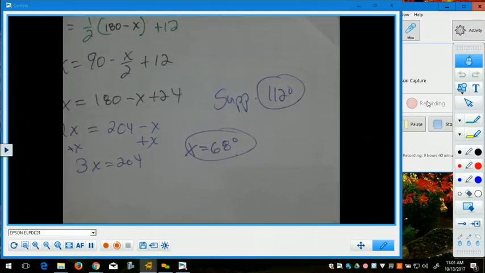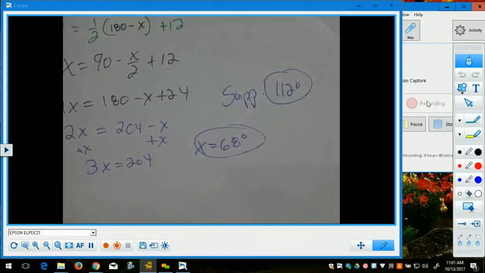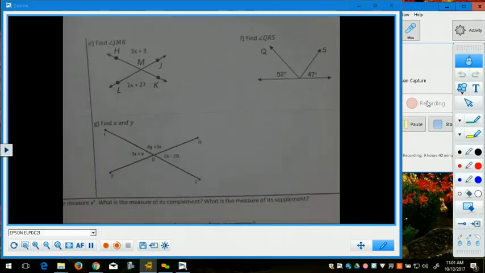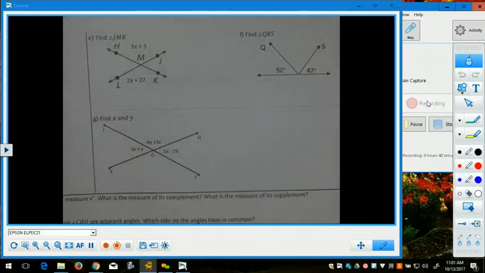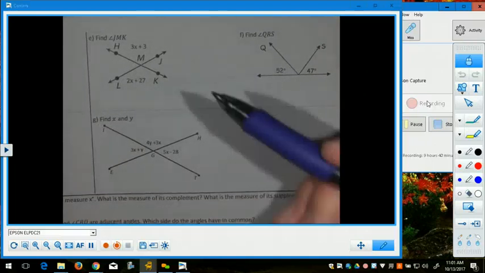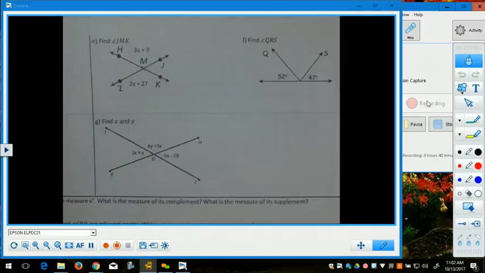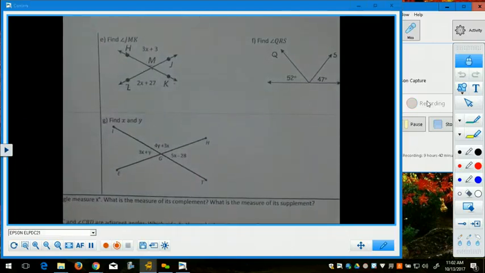Any questions on that? All right. We're going to take a look then, and I would like you to help us see how we're going to set these up. Who knows what type of angles HMJ and LMK are? Raise your hand if you know what type of angles they are. I have 1 person, 2 people in Geo Calc Path Honors.